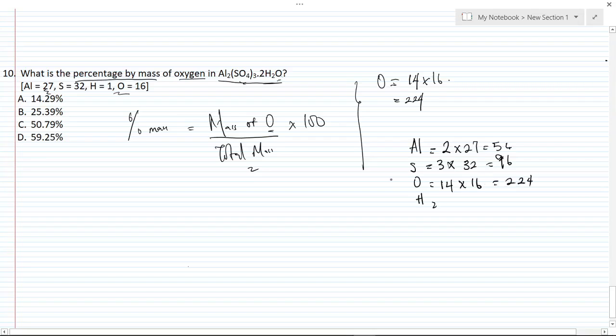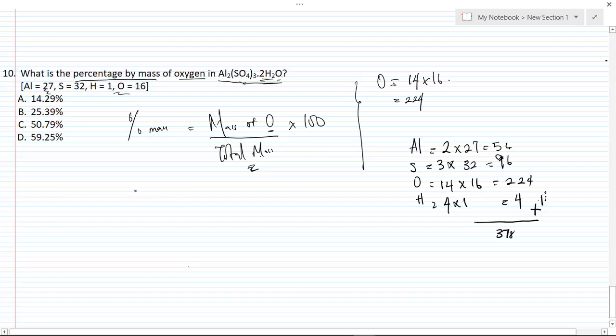Now, most of the time, students make the mistake of ignoring oxygen whenever they are calculating the total mass. You don't have to ignore it, in the sense that oxygen is still part of the compound, so it doesn't make sense to eliminate it just because you've already calculated it individually. So how many hydrogen? We have 4 hydrogen present. So 4 times 1 equals 4. If we add everything here, we are going to have 378.